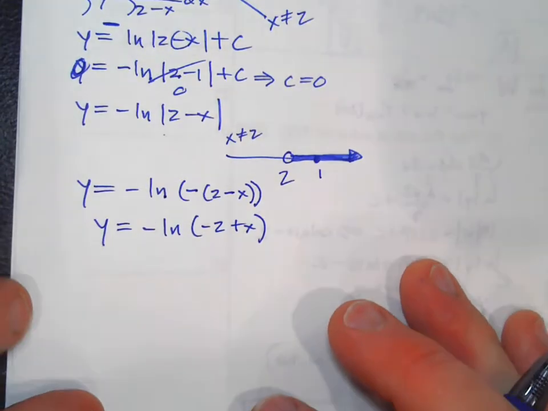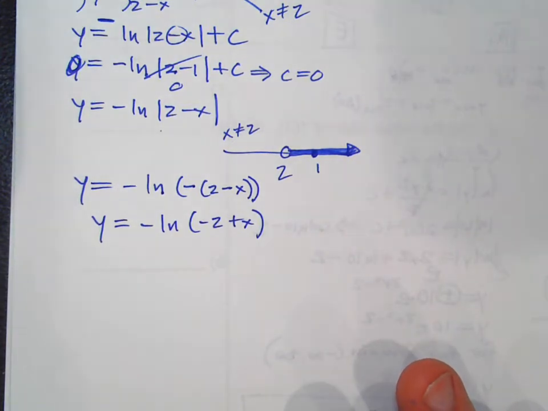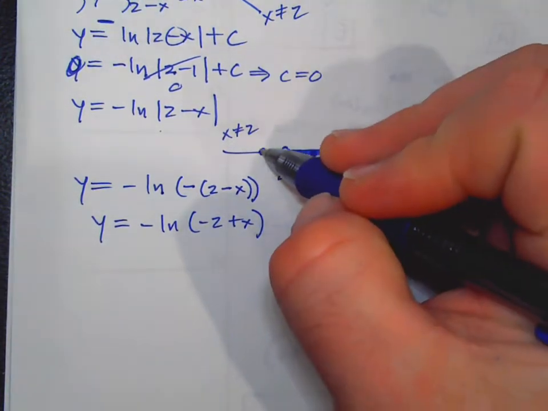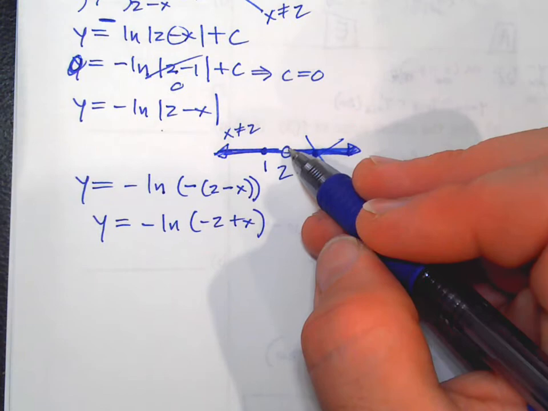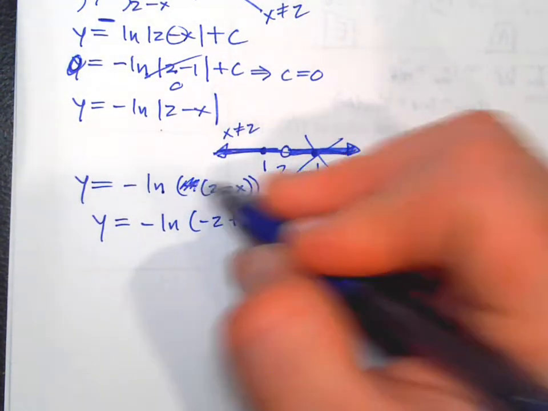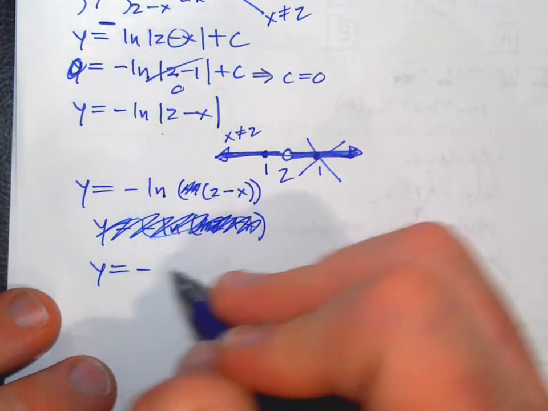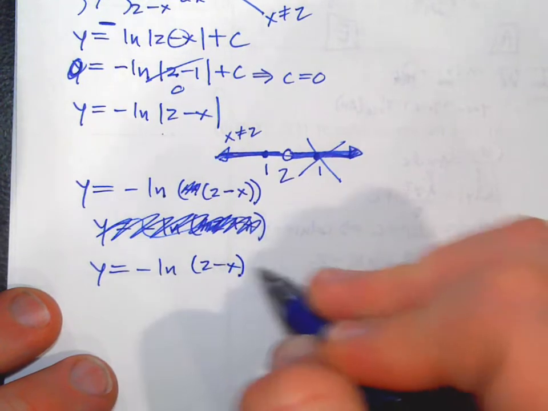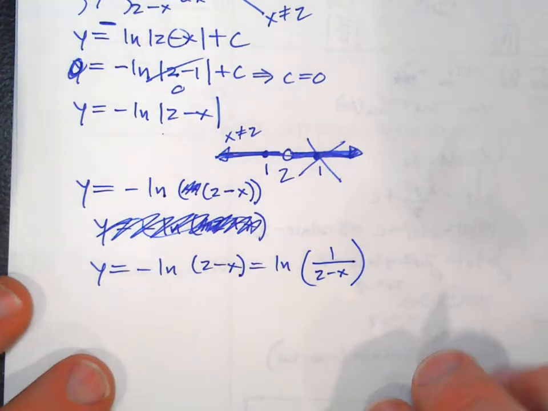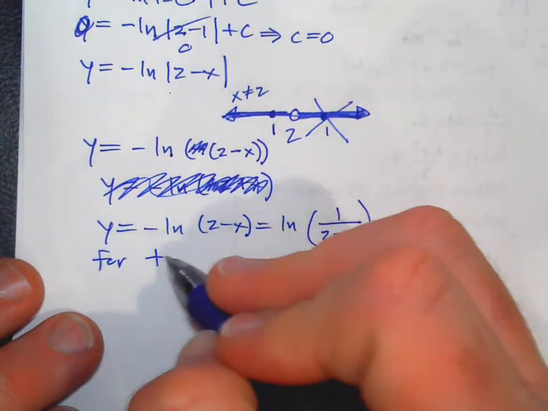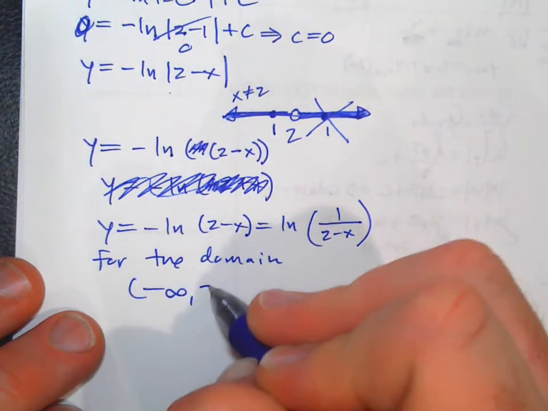Did I do that right? Oh, shoot. No. 1 is over here. So you're for sure going to be plugging a number smaller than 2, which means this is always going to be positive, so you can just drop the absolute values. All right, so final answer is y equals negative natural log of 2 minus x. If you really want, you can write this as natural log of 1 over 2 minus x if you want to bring that in. For the domain, negative infinity to 2.